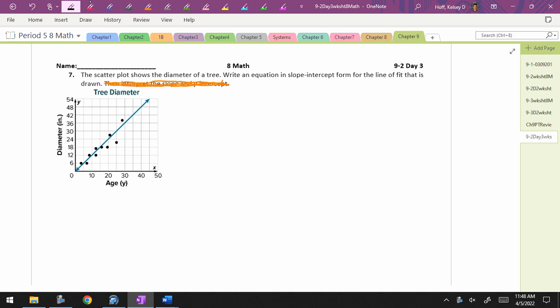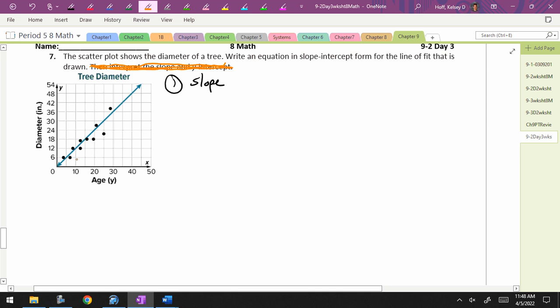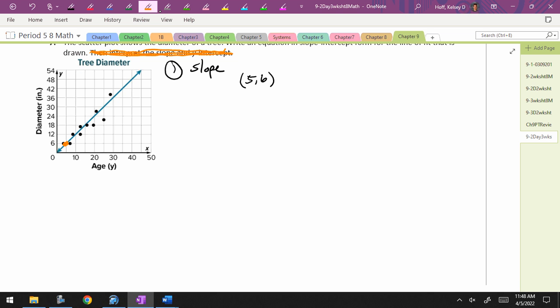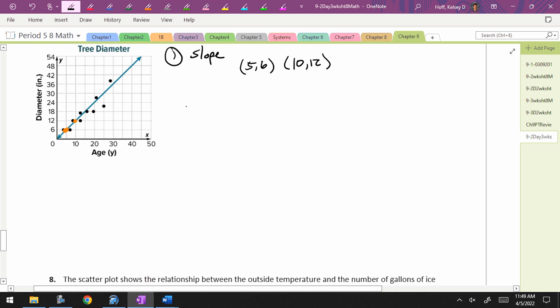What's my first step? Need 2 points because we're going to calculate the slope. Okay? What do you want? 10, 6. 5, 6, I would take. 5, 6. 10, 12? Okay. How do I calculate slope? Okay, y minus y over x minus x. Which one do I use first? 12. You can do 12.